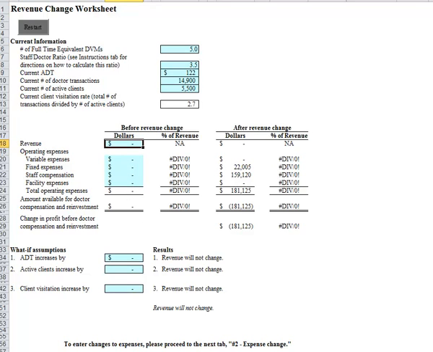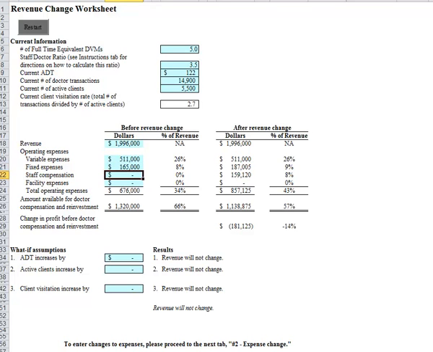So for this practice, their revenue was $1,996,000. And their variable expenses were $511,000. That represents 26% of total revenue. Their fixed expenses, which are more your administrative overhead, were about $165,000, or 8% of revenue.